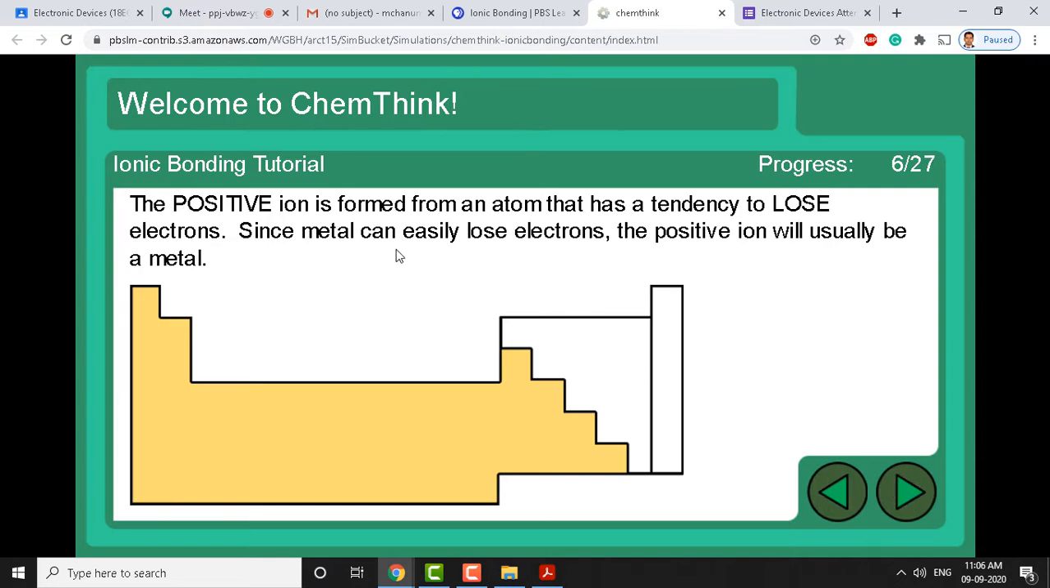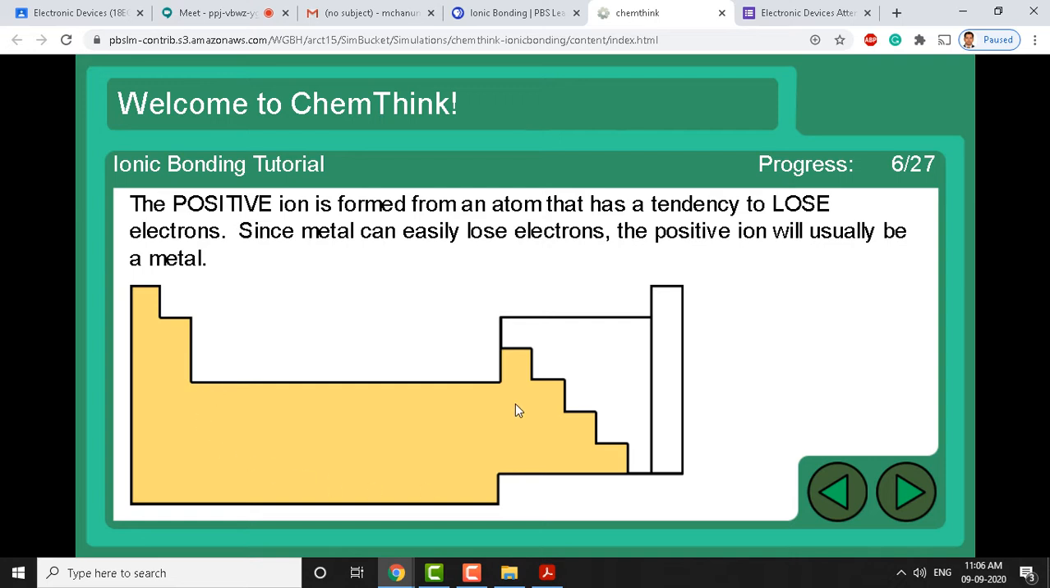We can look at an example here. The positive ion is formed from an atom that has a tendency to lose electrons. Since metals can easily lose electrons, the positive ion will usually be a metal. Can you remember the example we have given? What kind of element did we choose as a metal? It is sodium. You remember that? Sodium is the example.